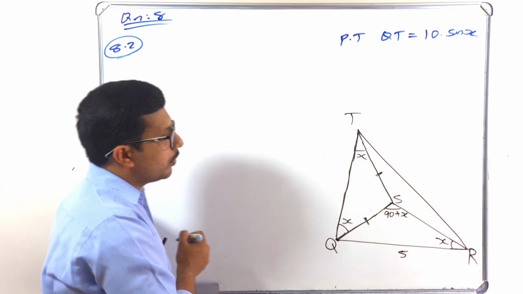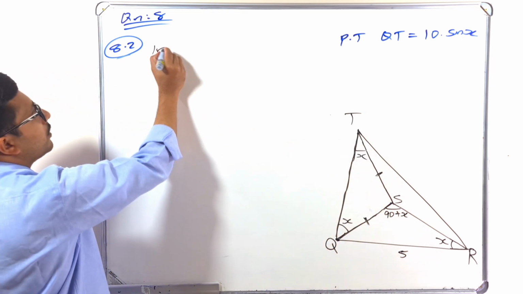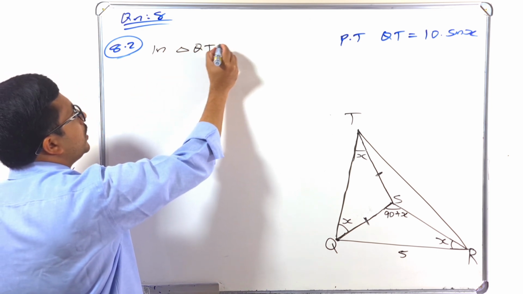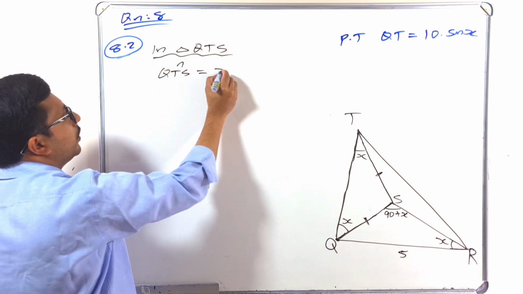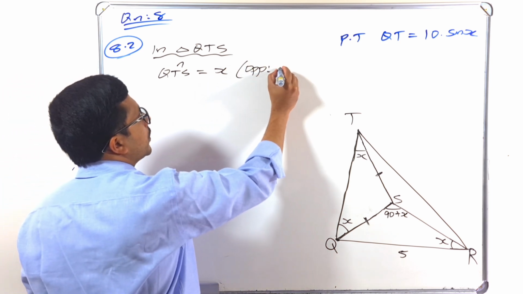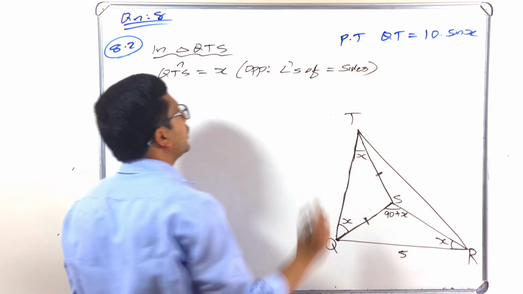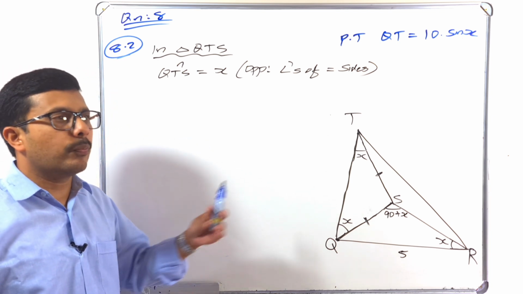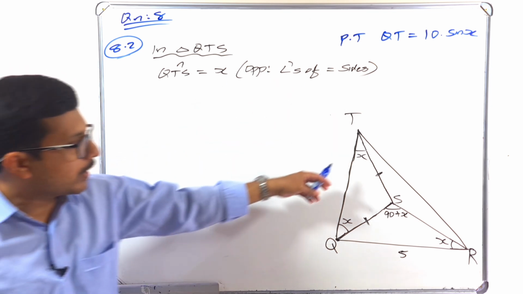Am I right? Okay. So it means that in triangle QTS, angle QTS is equal to x. What is the reason? Opposite angles of equal sides. It's not compulsory that you write the reason, but just write it in case 1 mark is allocated for that reason, then it's better to write that one. So this angle is also x.